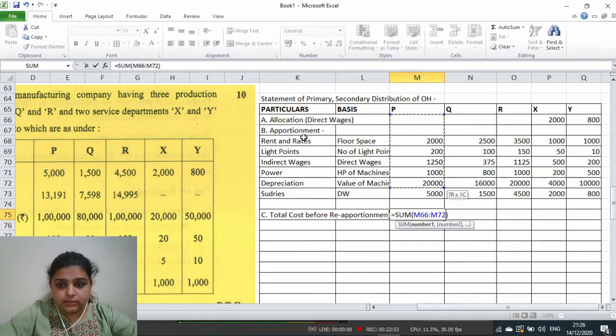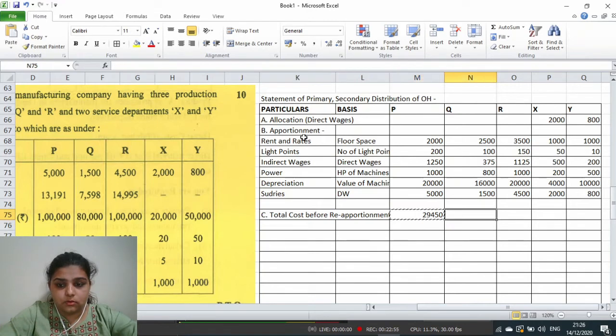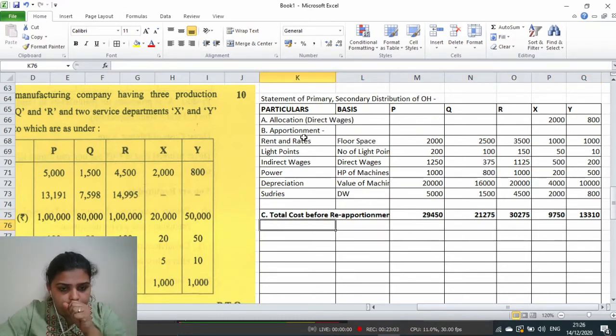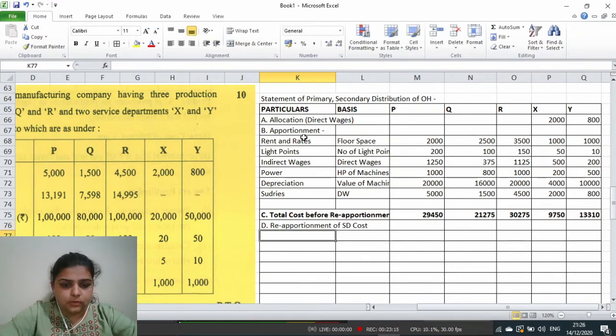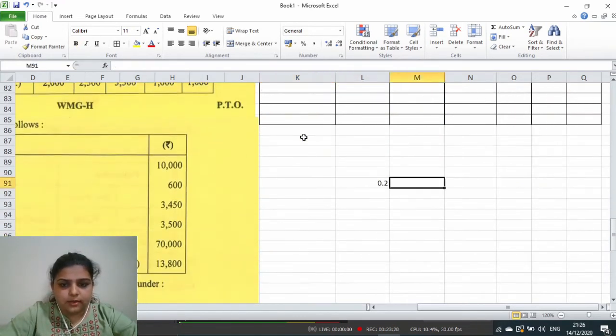Please don't forget the value of allocation. These are your total costs before reapportionment. For your secondary distribution, it would be the apportionment of service department cost. But we'll have to leave the table for the time being and we'll have to calculate the values.